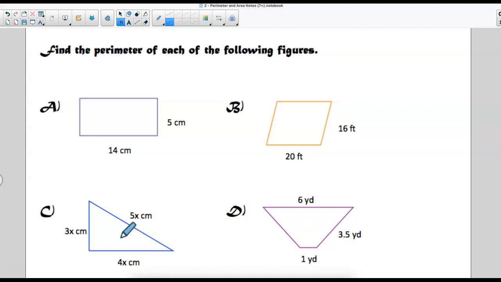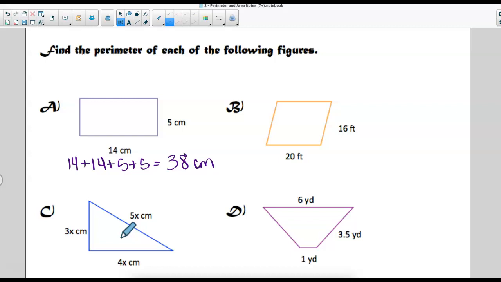Okay? So if I want to find the perimeter of this rectangle, what am I going to do? Brecken. 14 plus 14 plus 5. And then you just type that in your calculator and get your answer. Okay? 14 plus 5 plus 5 is 28 plus 10, 38. And we should label our answer 38 what? Centimeters. Okay.